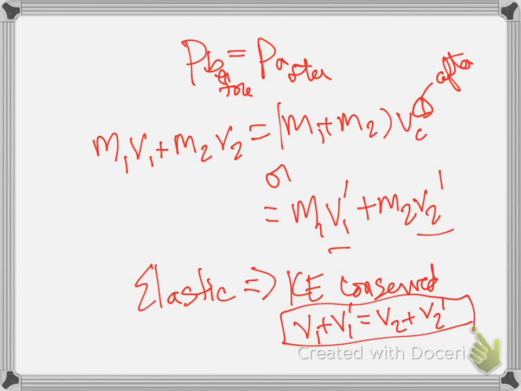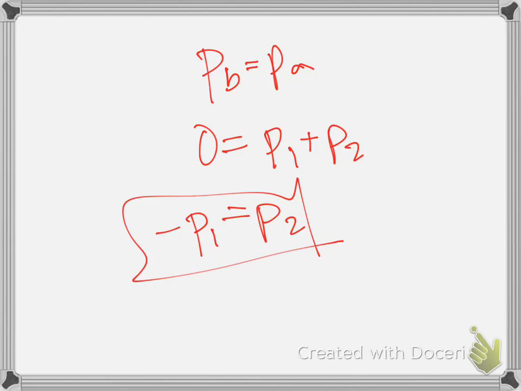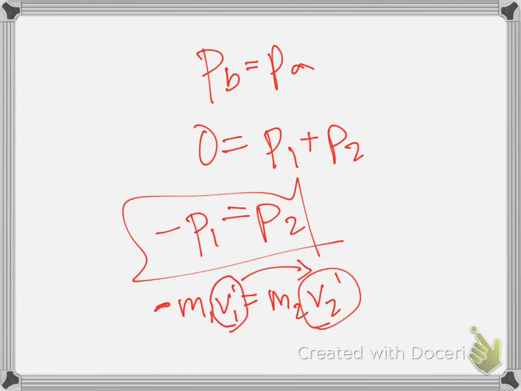The last thing, which you saw a lot in the review, was that we do a lot of explosions, which P before still equals P after, but before is 0. And the after is P of one plus P of the other. It has to sum to be 0. So basically you have equal and opposite. This is what the recoil is from the cannon that's fired or a rifle that's fired. So basically you have M1 V1 prime equals M2 V2 prime, and one of them has to be in the opposite direction. So this V or this V has to be the opposite of the other one.